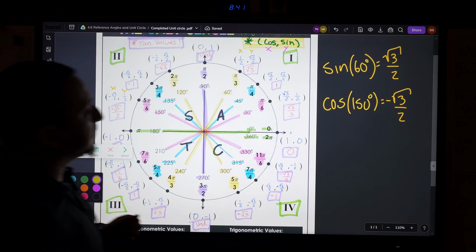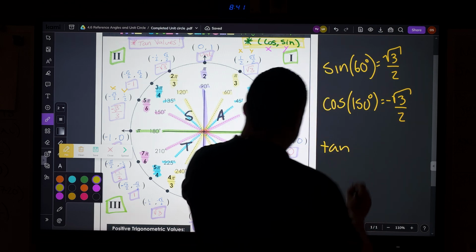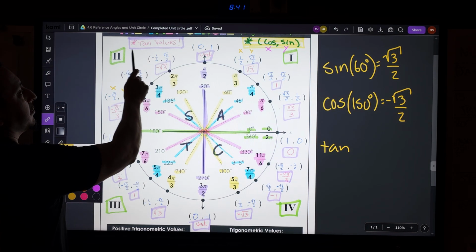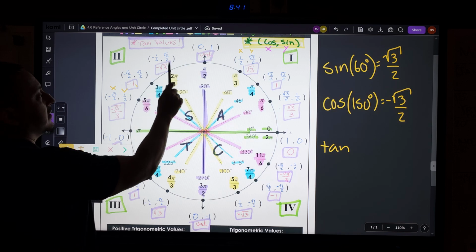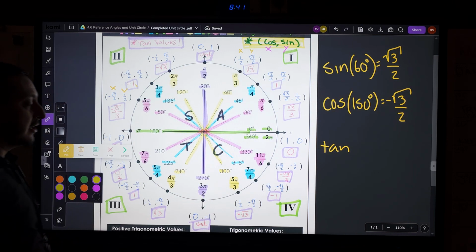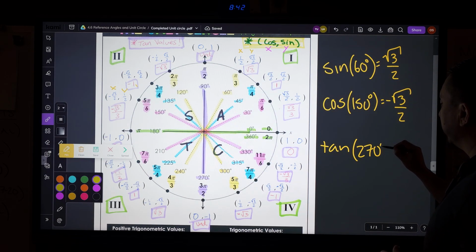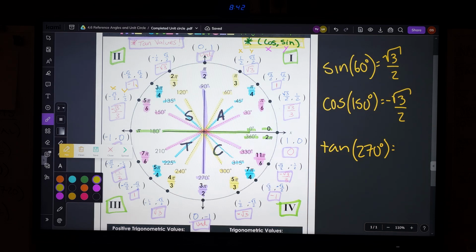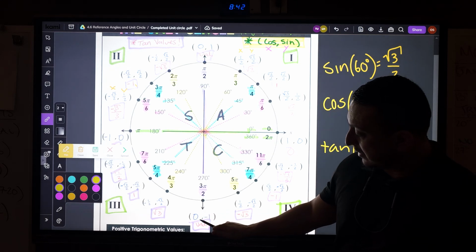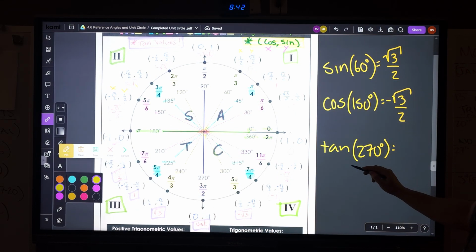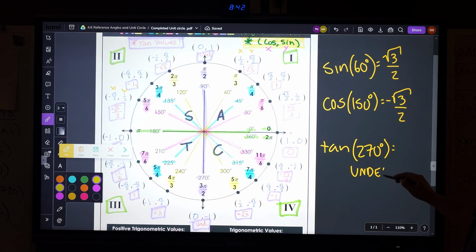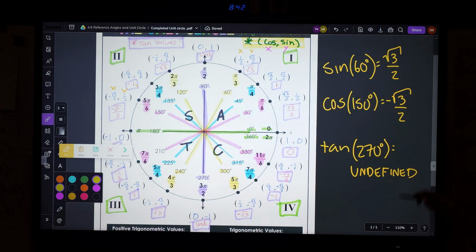And then tangent. Tangent is all the values in the purple box. So all these values are the tangent values. For example, if I asked you, what is the tangent of 270 degrees? You can pause it so you can try it real quick. But here's 270, there's the purple box. UND means it's undefined. So if you push that value in your calculator, you will get an error, because it's not defined.